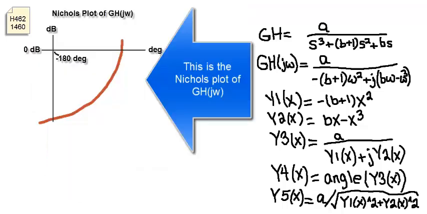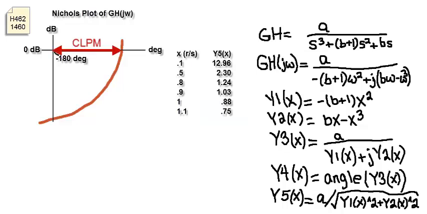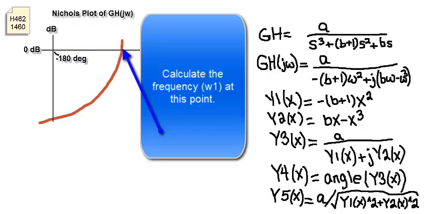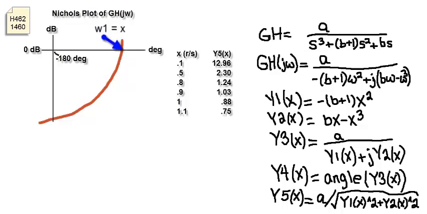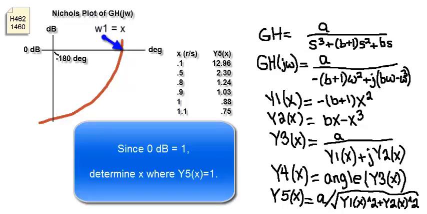This is the Nichols plot of GH. This is the closed-loop phase margin, the distance between those 2 points. Calculate the frequency omega 1 at this point. Omega 1 is x. Since 0 dB is equal to 1, determine x where y5 equals 1.